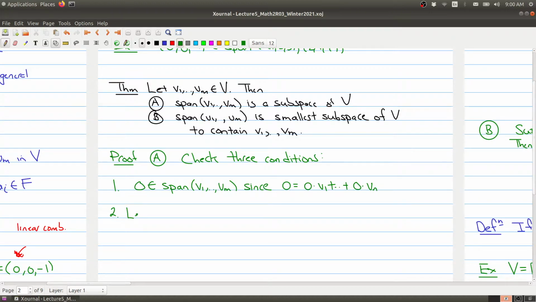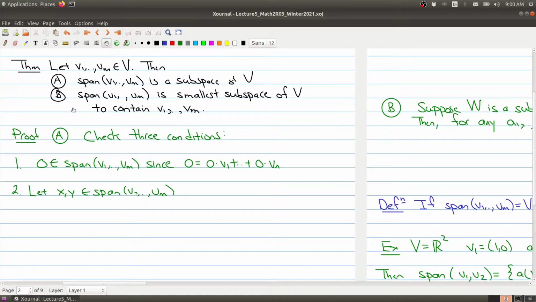First of all, let's take two arbitrary elements, x and y, inside of the span of v1 through vm. And our goal is to now show that the sum of these two is also inside of the span. Okay, so now let's just write out what it means to be in here. We know that x looks like a1 times v1 up to am times vm, and y looks like b1 times v1 up to some constant bm times vm. So then let's just add these two together.